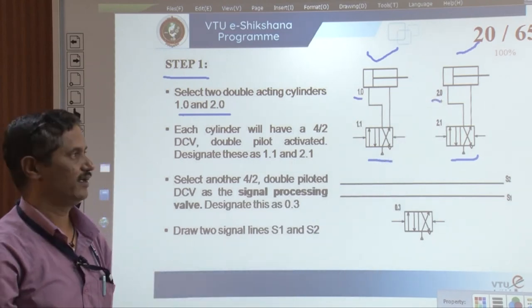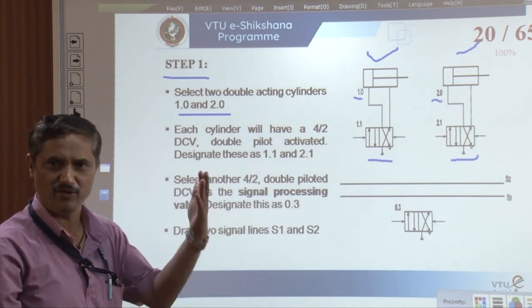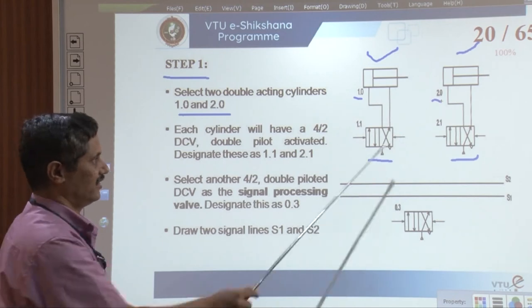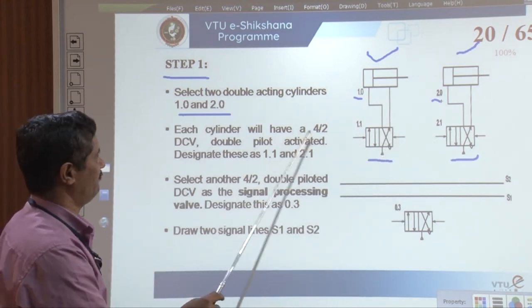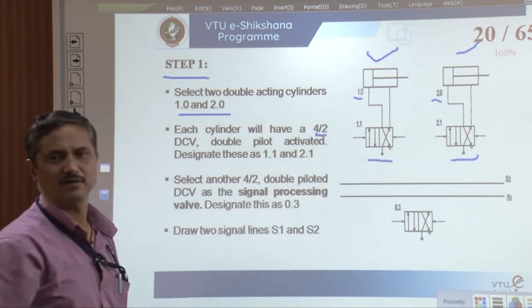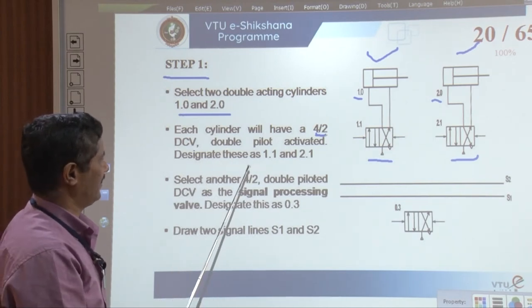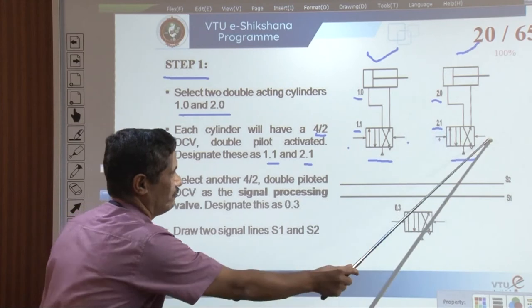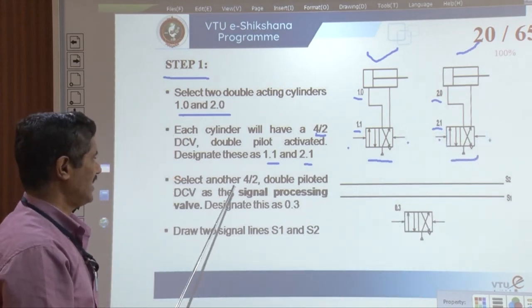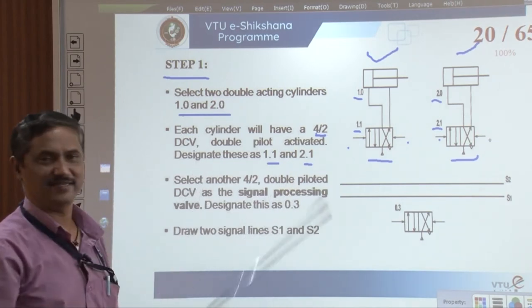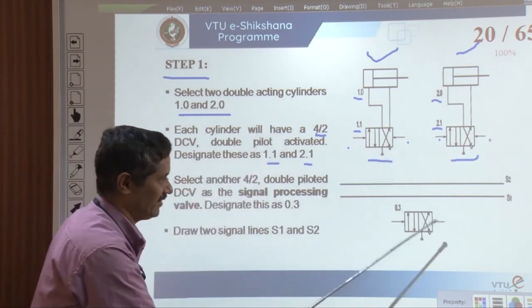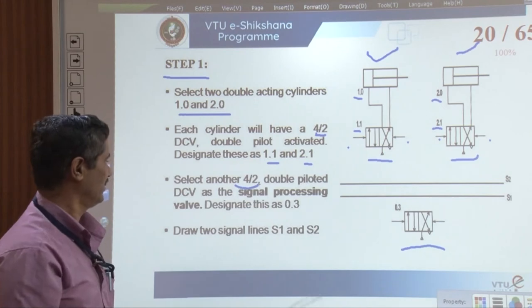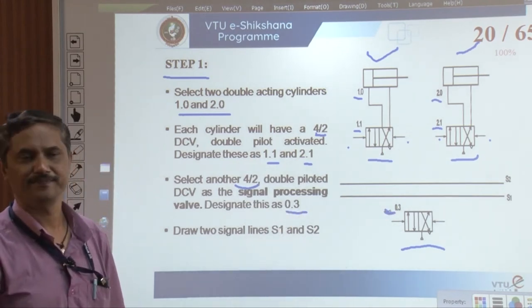You select the two cylinders as we need a two cylinder sequencing without signal overlapping using the cascading technique. So, put them like this and connect both the ports of the cylinders to the DCV as shown. Each cylinder will have a 4/2 DCV. Observe this. And then double pilot activated, that we designate as 1.1 and 2.1. Double piloted means this and this. Both the valves have set reset, double pilot. Select another 4/2 double piloted DCV. This is the final element, the element which sits below the lines. So, another 4/2 DCV, that is your 0.3.